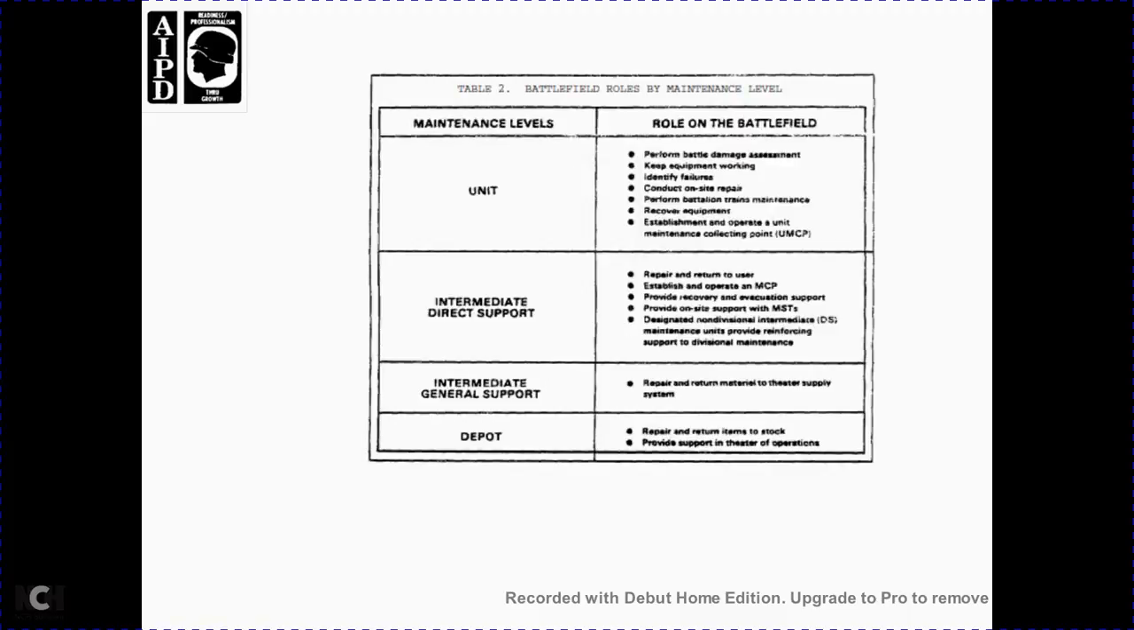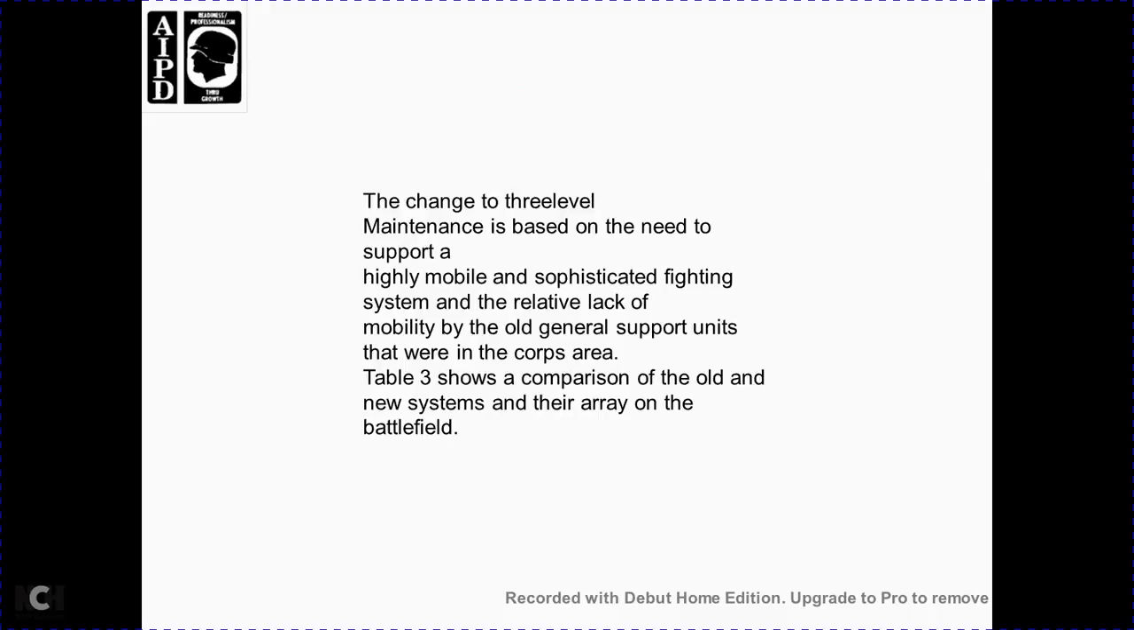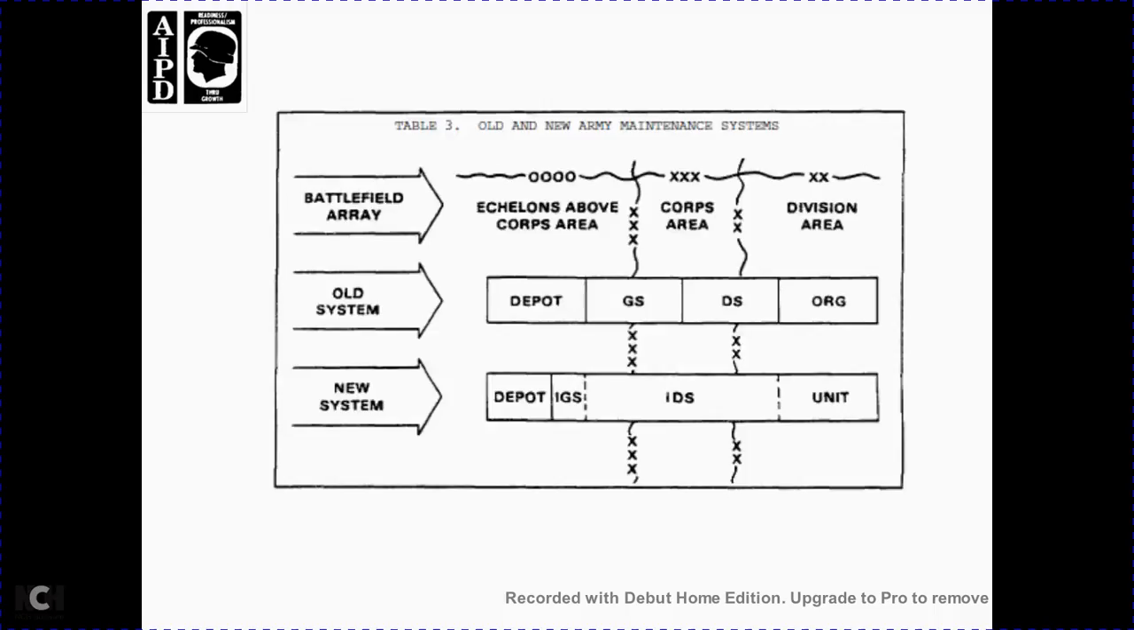Unit maintenance level, the unit, intermediate direct and general support, and depot role on the battlefield. The 3 levels of maintenance change based on the need for support with high mobility and sophisticated fighting systems, related to lack of mobility. The old general support unit was in the corps area. Table 3 shows the comparison of the old and new styles of the battlefield array.